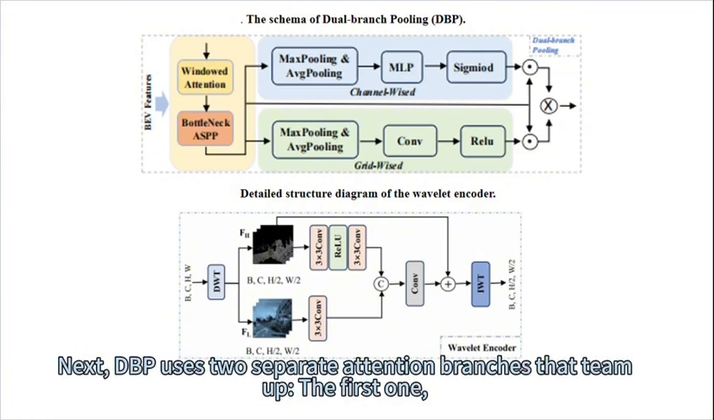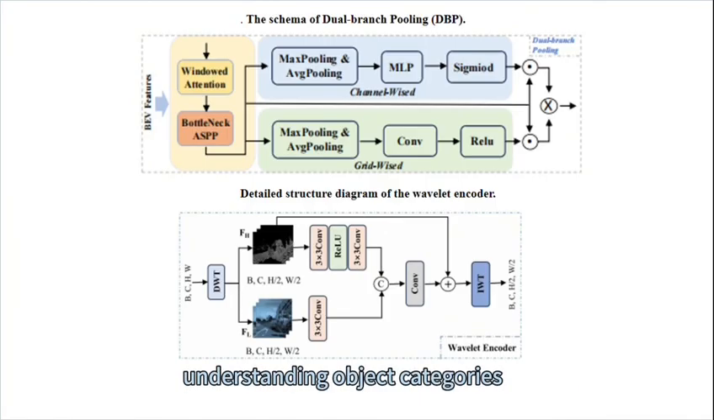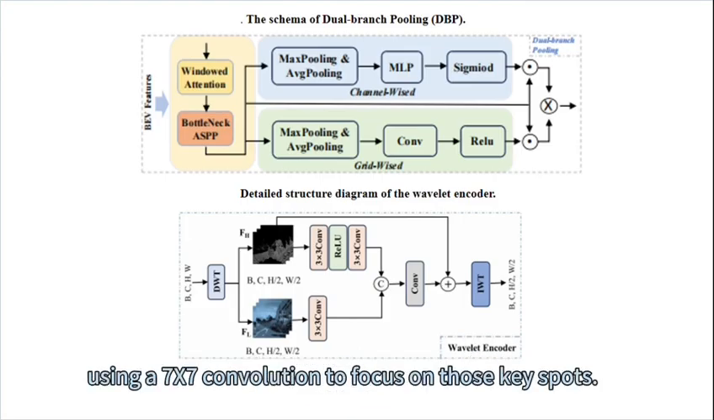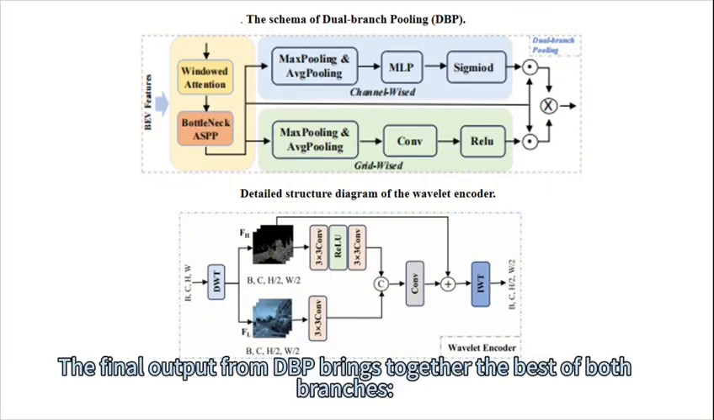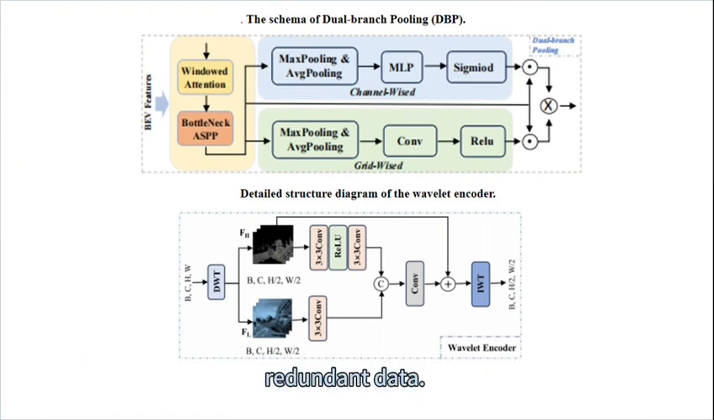Next, DBP uses two separate attention branches that team up. The first one, channel-wise attention, picks out the most important data channels for understanding object categories. It does this by using max and average pooling to summarize spatial info. The second one, grid-wise attention, hones in on specific regions that matter for the scene's geometry, using 8-6 convolution to focus on those key spots. The final output from DBP brings together the best of both branches. It keeps all the useful geometric details we need while getting rid of unnecessary, redundant data.